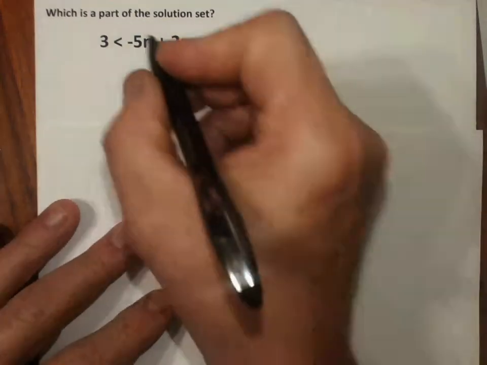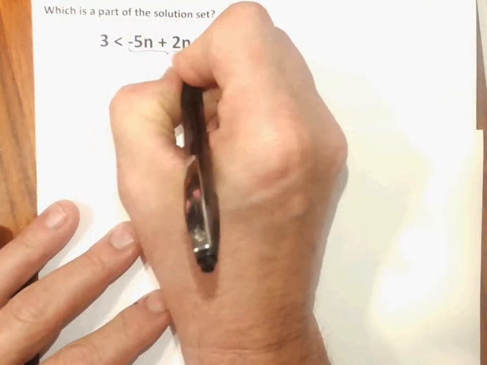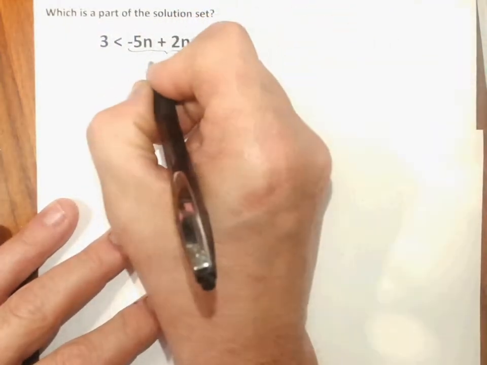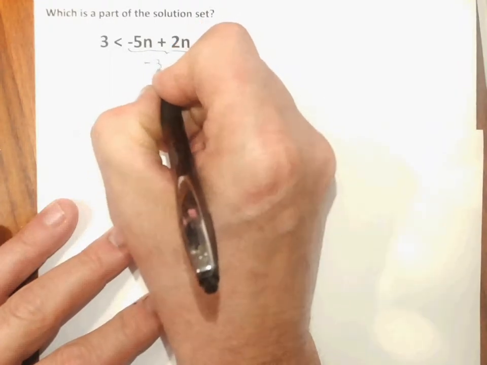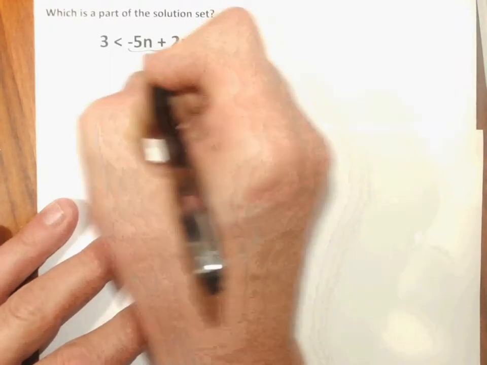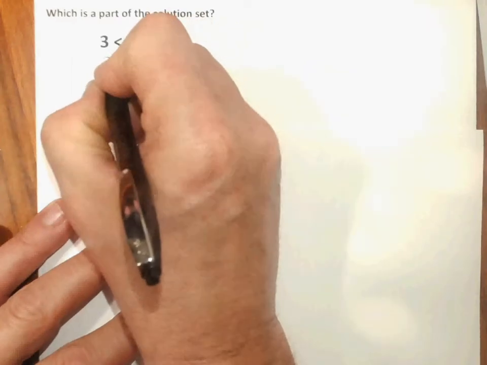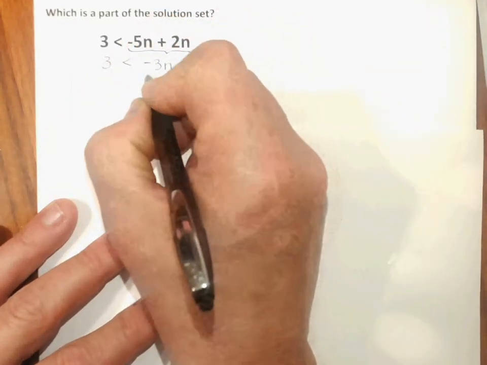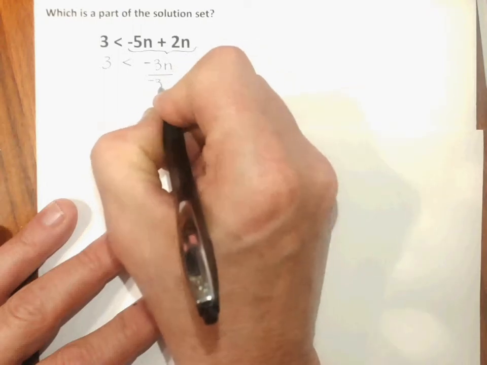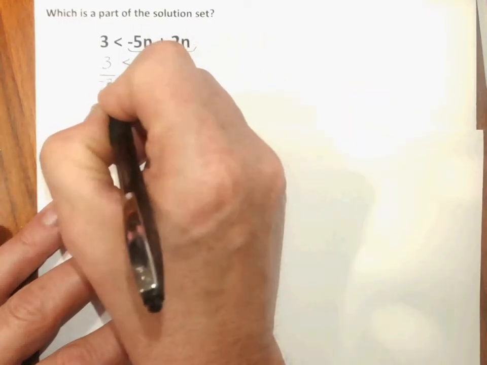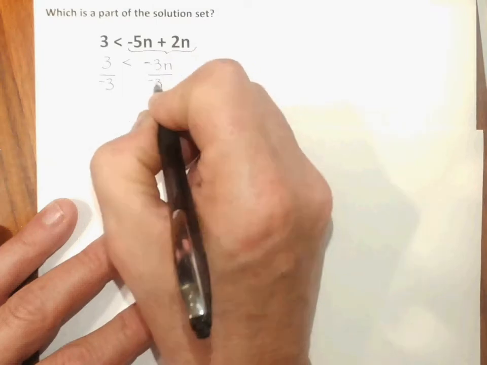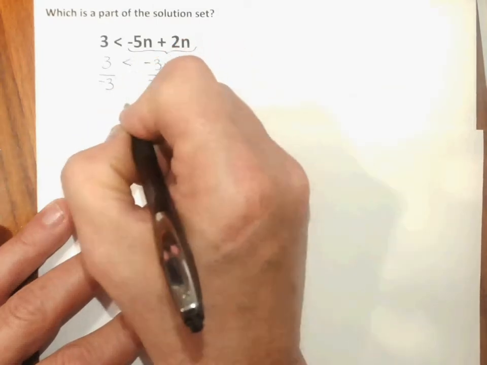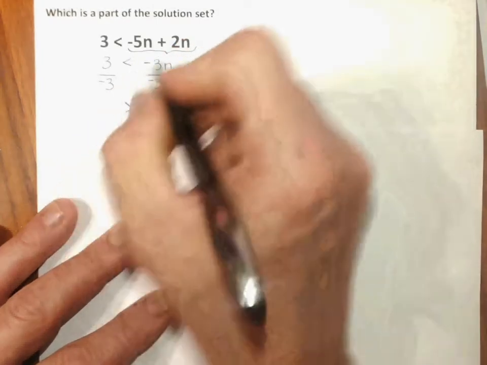So here we go. We're going to combine these like terms. They both have the variable n. Negative 5 plus 2 is a negative 3 in front of the n. I'll now divide by the number in front of the variable, which is a negative 3. Ding, ding, ding. We're dividing by a negative. If we divide by a negative, this inequality symbol will flip.